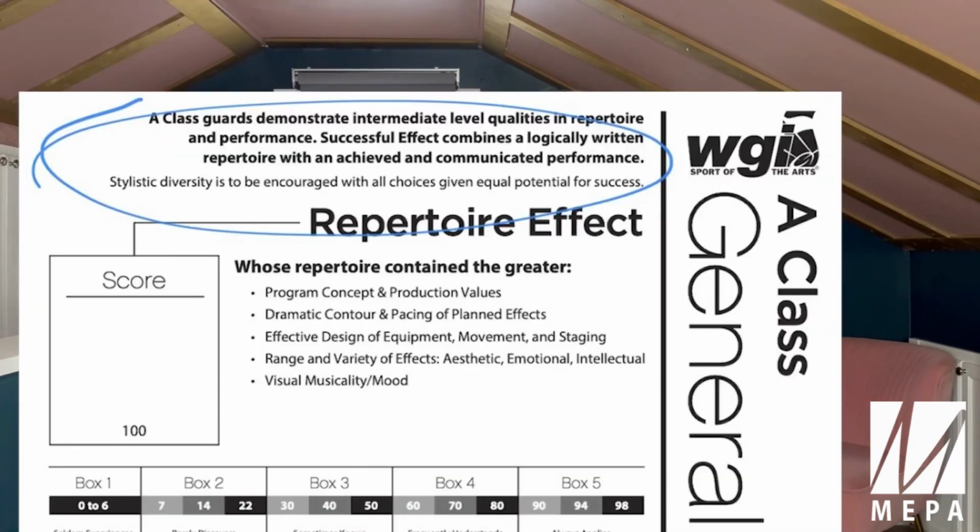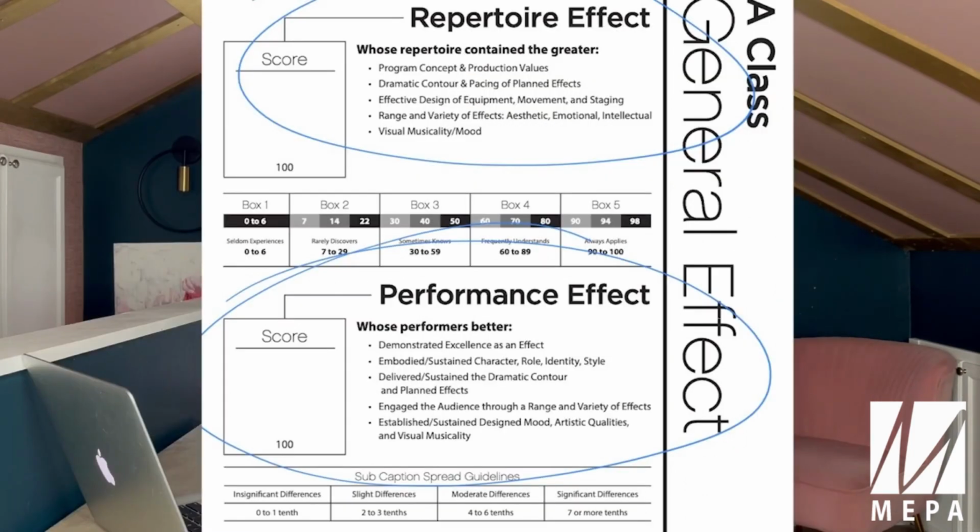It says, A-class guards demonstrate intermediate level qualities in repertoire and performance. Successful effect combines a logically written repertoire with an achieved and communicated performance. So that's the overview, and then you can see below that they break down the repertoire effect and the performance effect. So for each caption score, there are 2 sub-captions that then are combined to give you your full score.